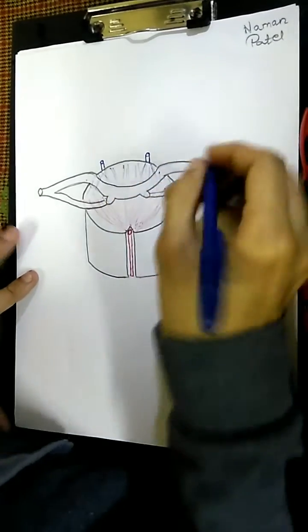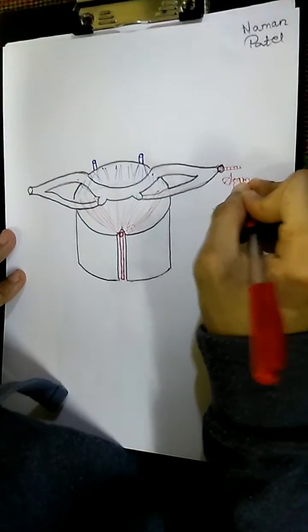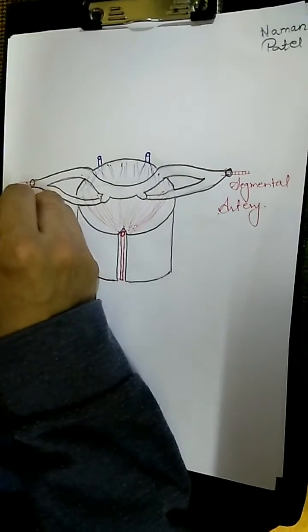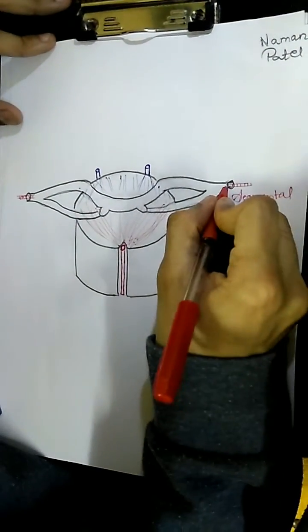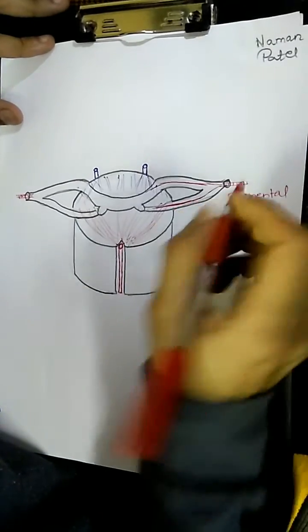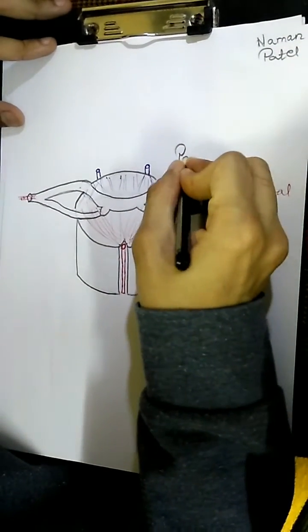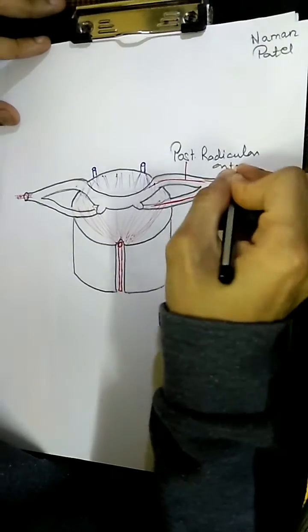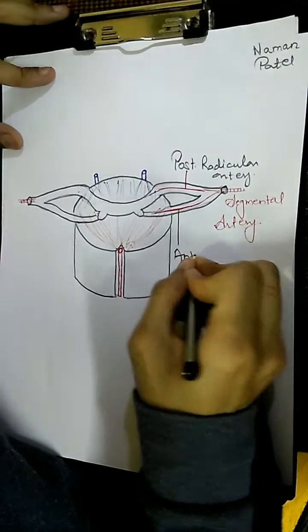Now about the segmental arteries, we need to discuss something. These are the segmental arteries. They enter right here and they bifurcate. These segmental arteries bifurcate, and this will go like this and this will go like this. Now the posterior one will be named the posterior radicular artery, and the anterior one will be known as the anterior radicular artery.